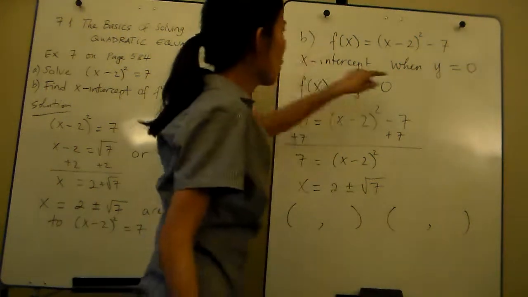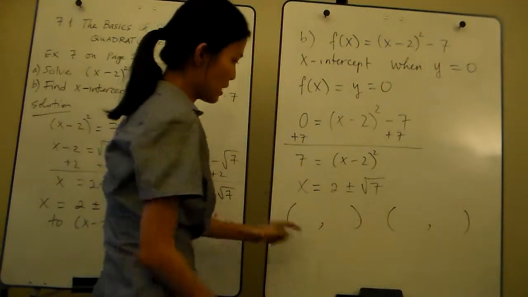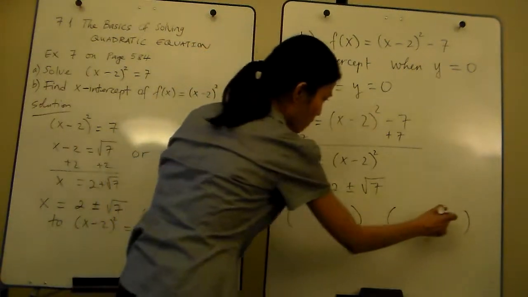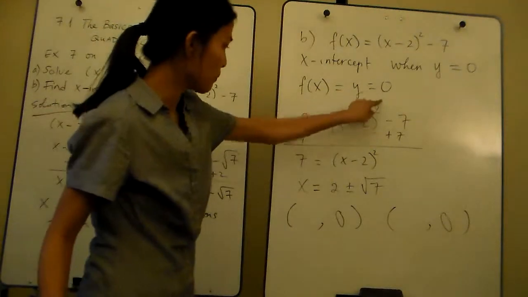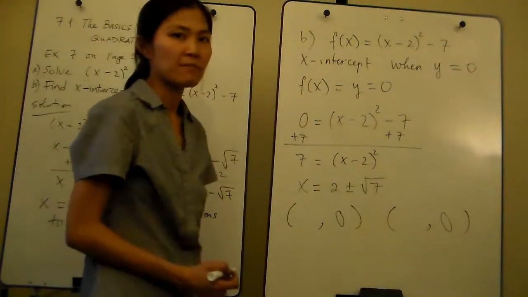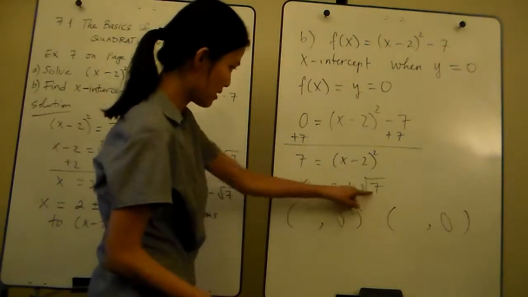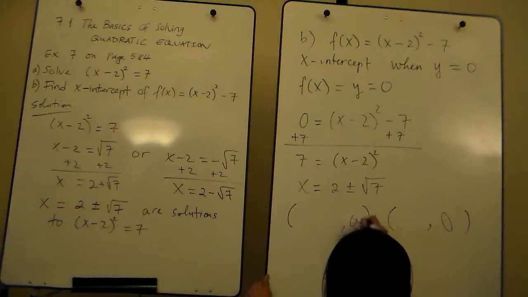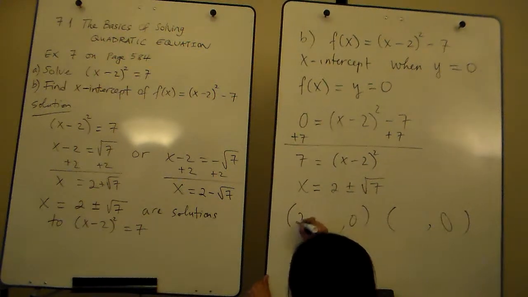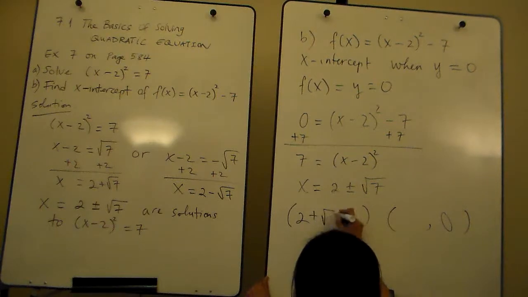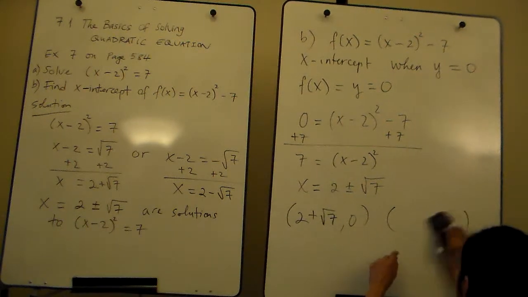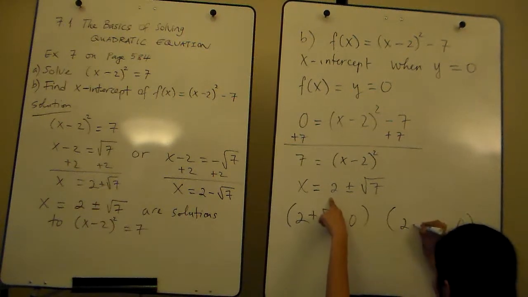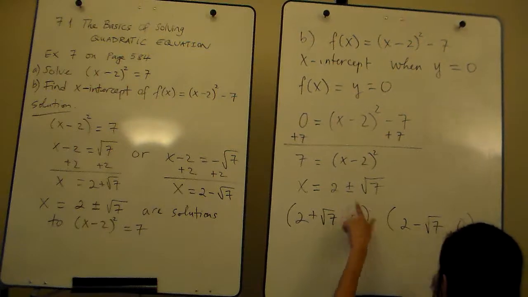X-intercepts are when y equals 0, right, or f(x) equals 0. So after the comma is the y coordinate. So that means y equals 0. Okay? Based on this condition, x-intercepts are when y equals 0. And what x is, this x. So actually I need more space. Prefix 0 here. So the first one is (2 + √7, 0), okay, 0 for y. Still 0. The second one is (2 - √7, 0).